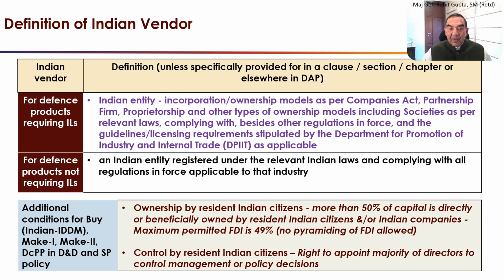So we see that under Buy Indian IDDM, Make 1, Make 2, Development cum Production, Partnership in Development and Design and Development, and the Strategic Partnership Model, it can only be to an Indian vendor in which complete control of the company is by a resident Indian citizen only. If a foreign company has to participate, that company cannot have more than 49% foreign direct investment. This is basically to promote Indian industries participating in these categories of schemes.